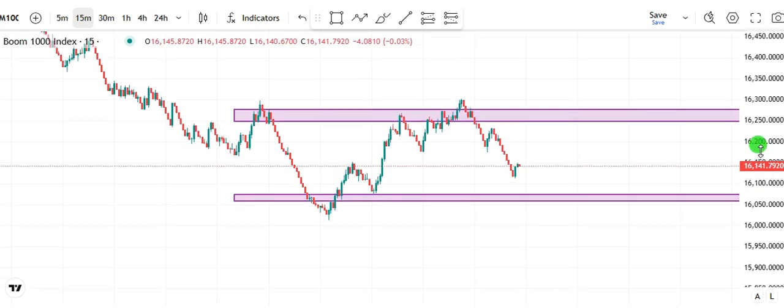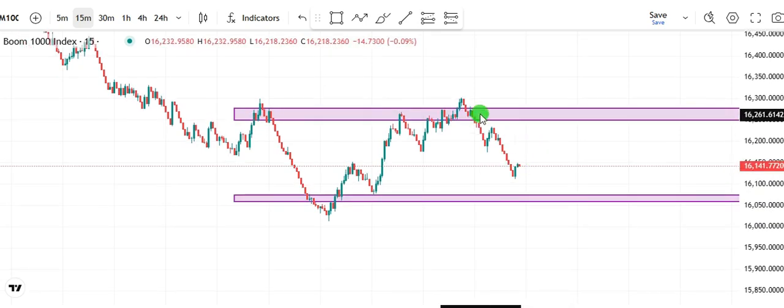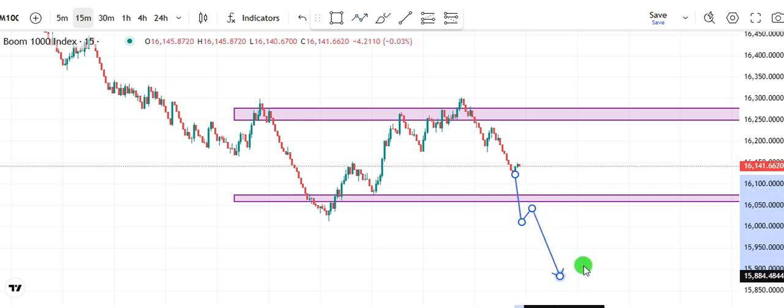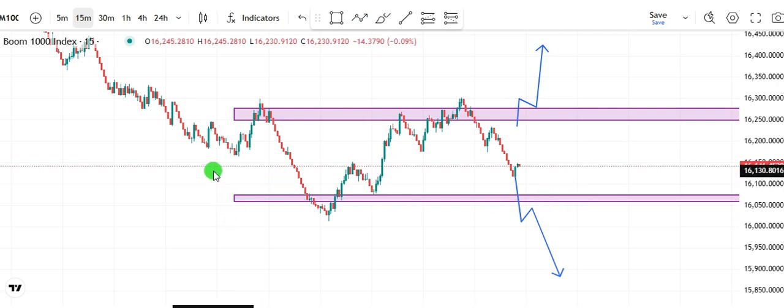Now, since it's already on the bearish side, I just want to see a break below this, testing this for us to go short, or just wait for a break above this, a minor pullback, to think about going bullish. So this is what I'm looking at for the rest of the day on the Boom 1000 index.